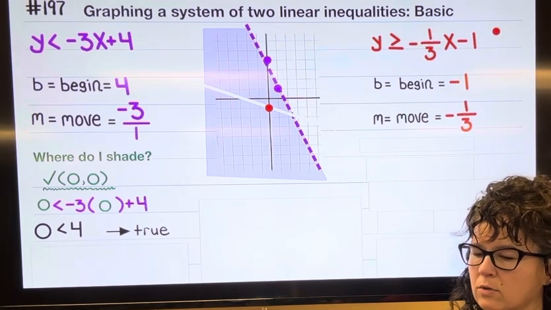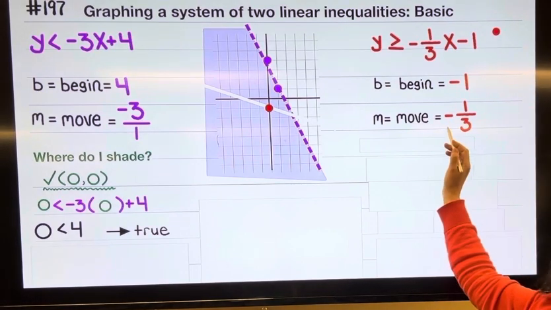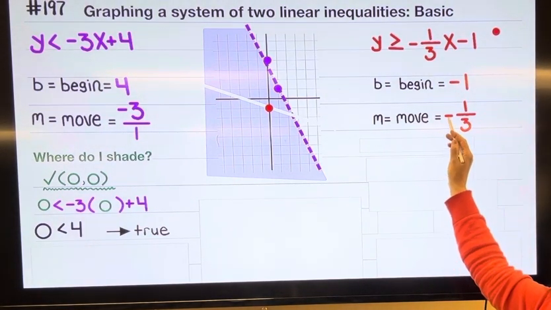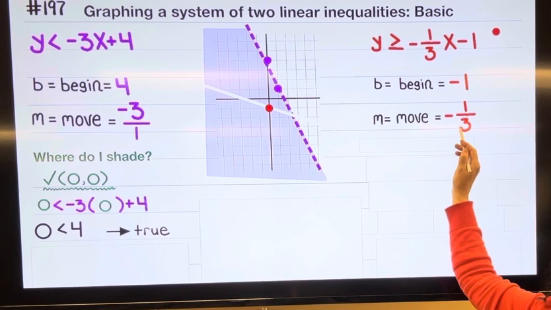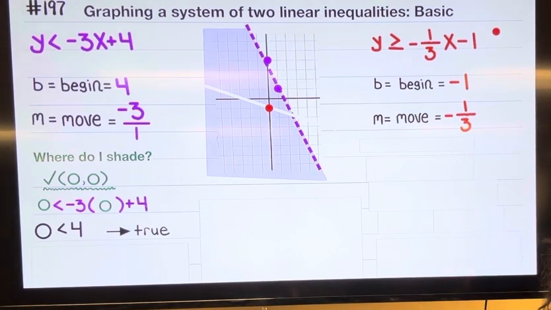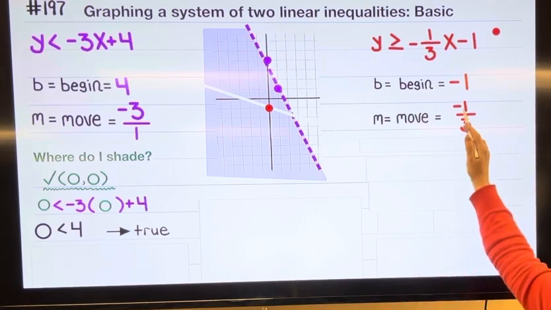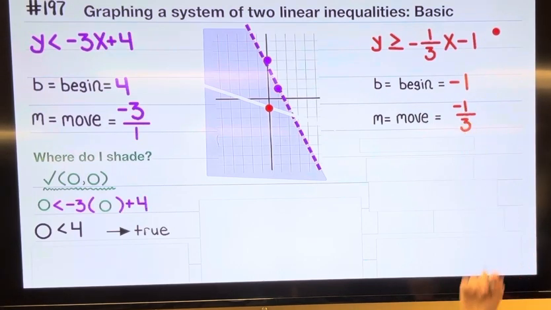Okay, I'm going to use the slope here. Now, when you have a negative fraction, you need to either put the negative with the top or the bottom. It doesn't matter which one you decide to go with. I'm going to just put it with the top for no particular reason. So I'm going to rise -1, run 3. So rise -1, down 1, run 3, right 1, 2, 3. And now I'm ready to draw my line.